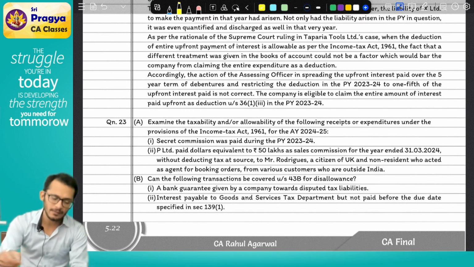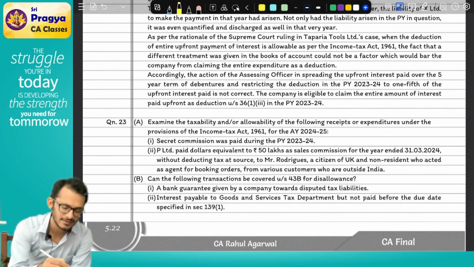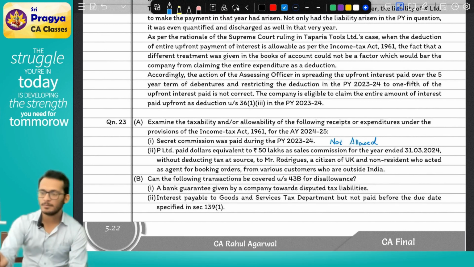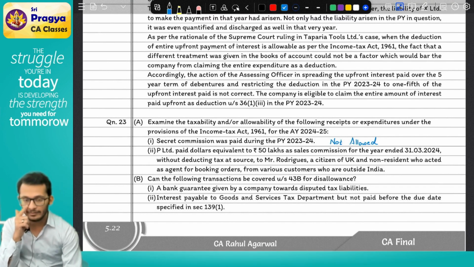Not allowed. Why? Under Section 37, secret commission is not allowed. The reason why it is not allowed is the question. Secret commission is nothing but a bribe. It is a payment made for an illegal purpose.